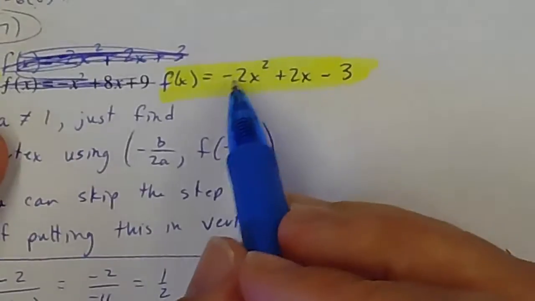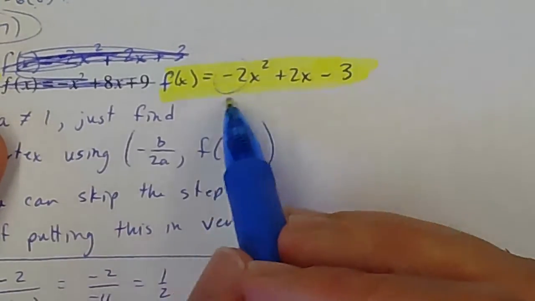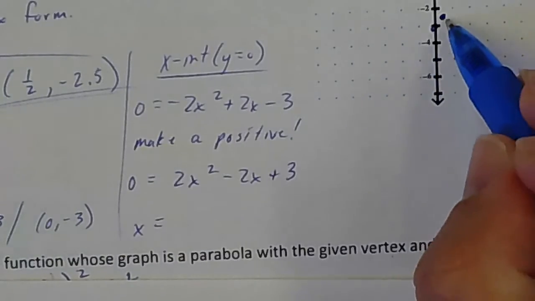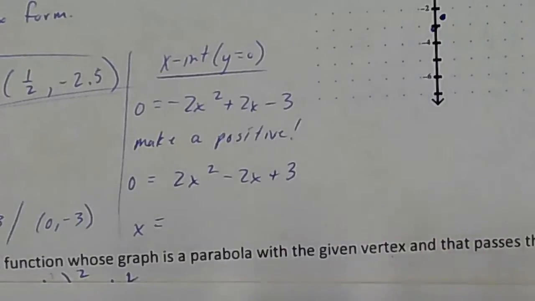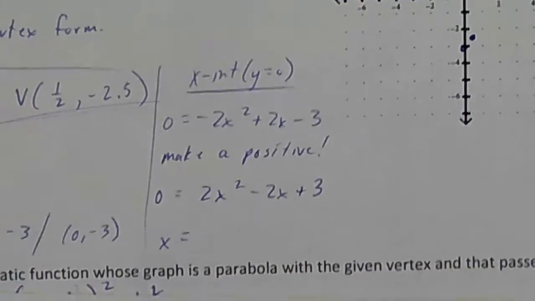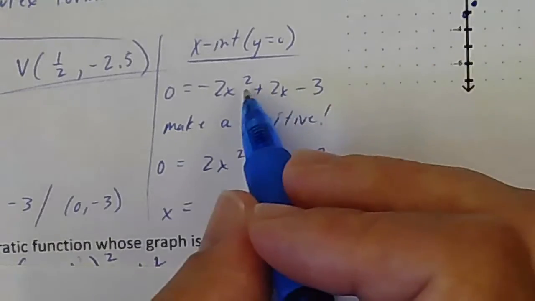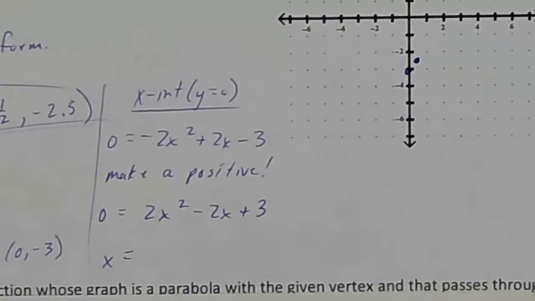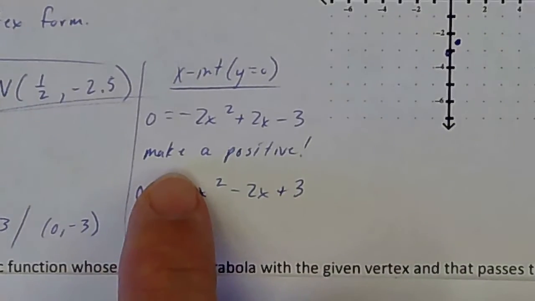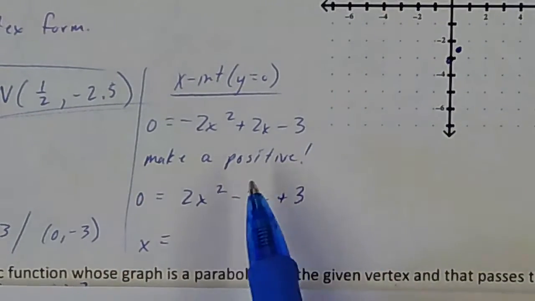Since my a value is negative, whenever that's negative, it's supposed to open down. So my parabola is starting to look like this. How in the world am I going to have any x-intercepts? Okay, if you recognize that ahead of time, great. You could say opens downwards and vertex is below the x-axis. Not going to happen.